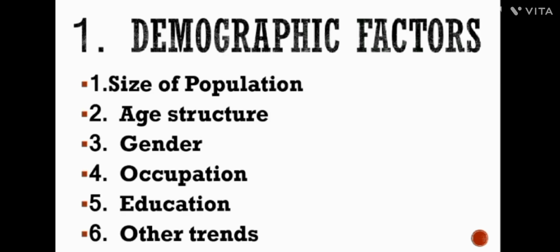Now see, demographic factor. What are demographic factors? Mostly demographic factors depend upon people. The main component of demographic factor is people. So related to people, what all factors are there that we are going to discuss. First is size of population. The major determinant for demand is population.